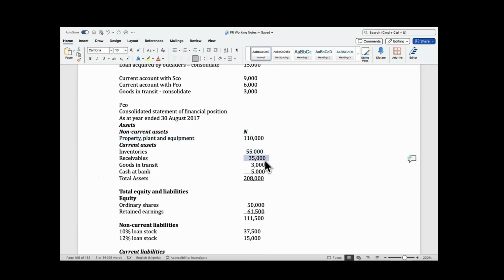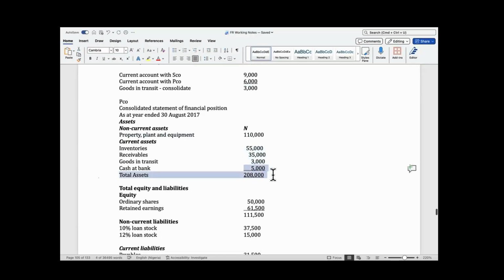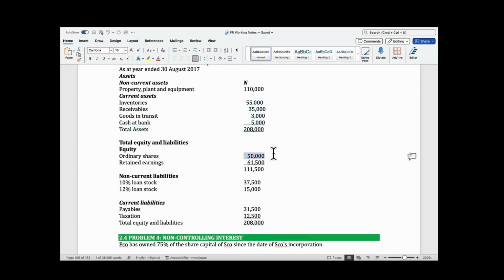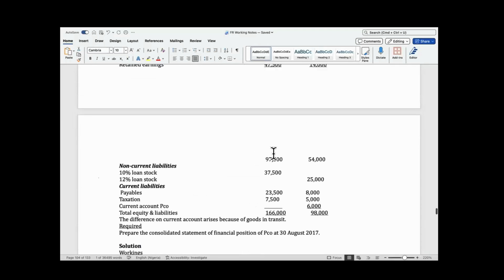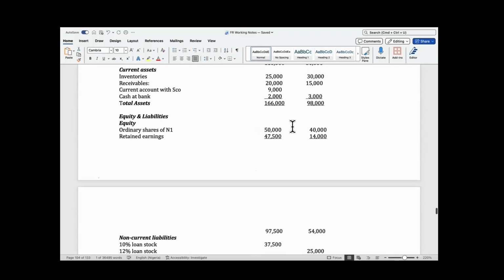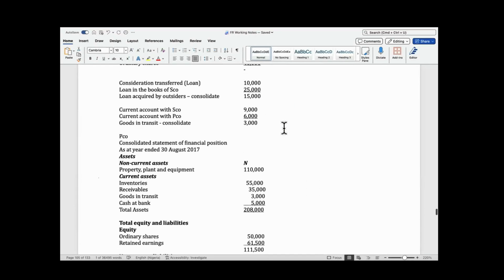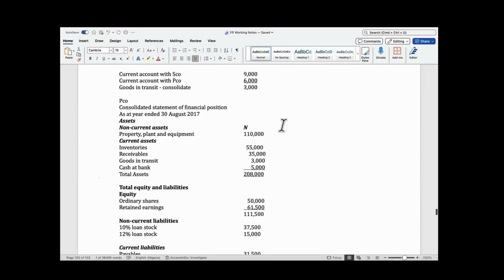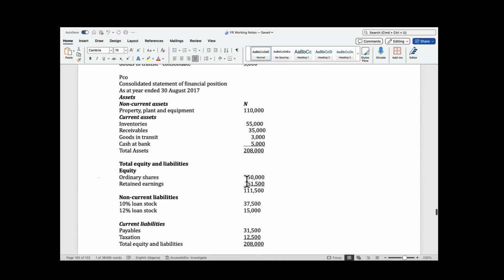Inventories, receivables, goods in transit that I'm introducing, cash at bank, ordinary shares. Because these are ordinary shares, and I've canceled out this 40,000, this is the parent ordinary shares, and that is what I consolidate.